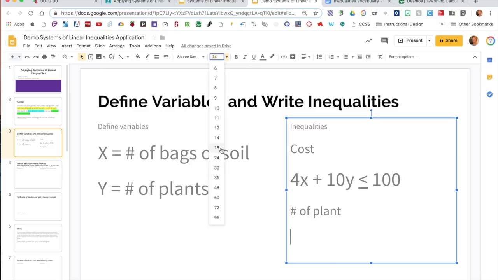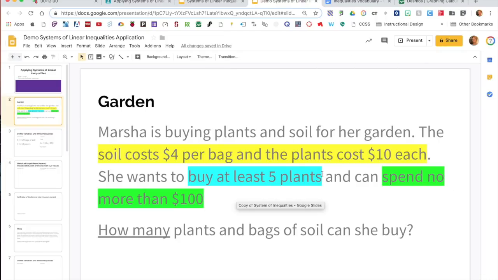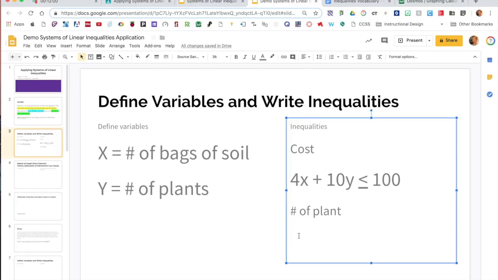Then, for my other inequality, the limitation on the number of plants, it says she wants to buy at least 5 plants. So plants was our y variable, and at least is the same as greater than or equal to. So I'm going to underline this and put greater than or equal to. Turn off my underline tool after I get past that. And she wants to buy at least 5. So it's going to be y is greater than or equal to 5. That's how we wrote our inequalities.